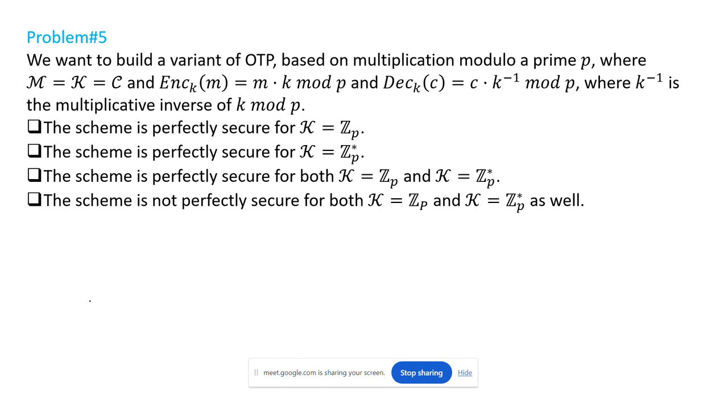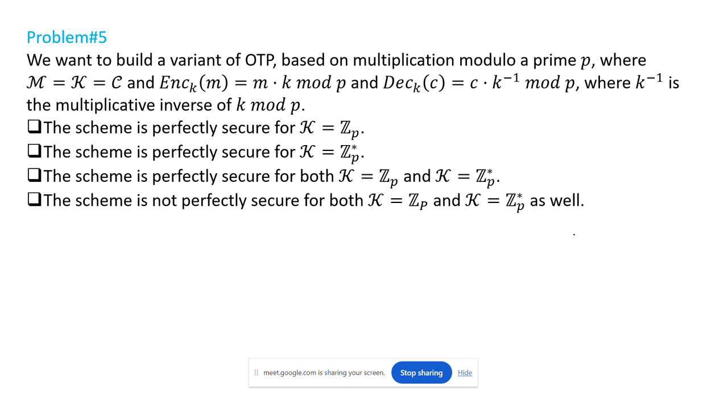Because do we say that k will always have a multiplicative inverse if k and phi of n, which is p minus 1, are coprime? K will have a multiplicative inverse if the GCD of k and p minus 1 is 1. So that condition should also hold true or not? I am not sure about that.